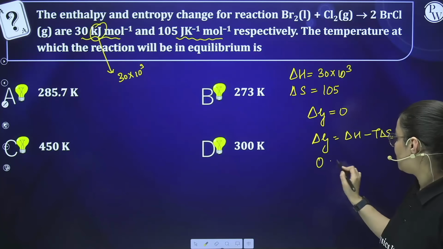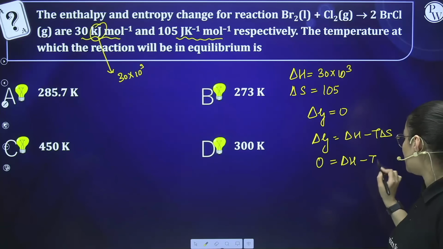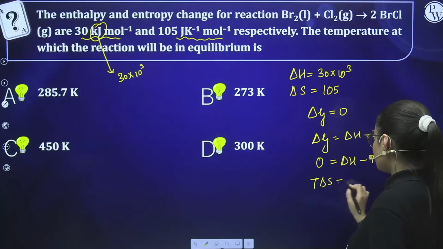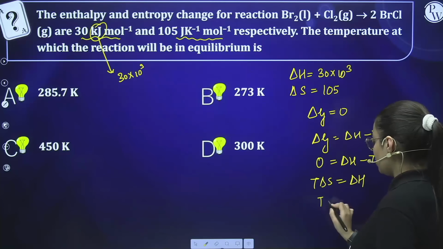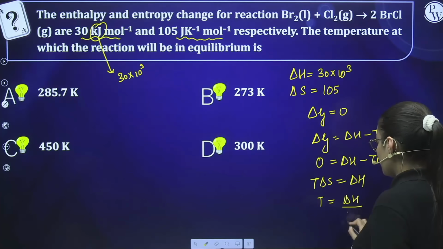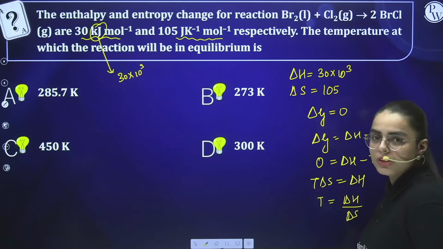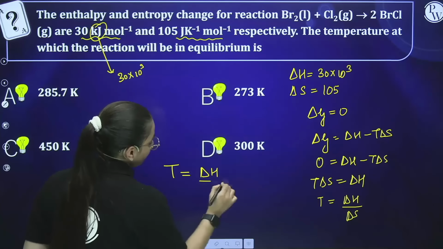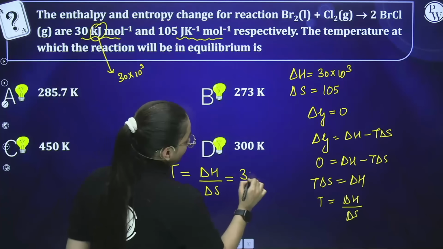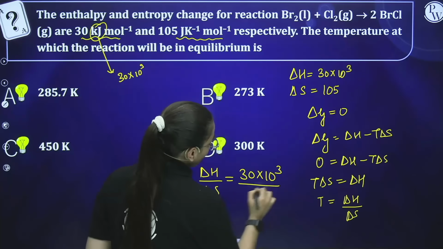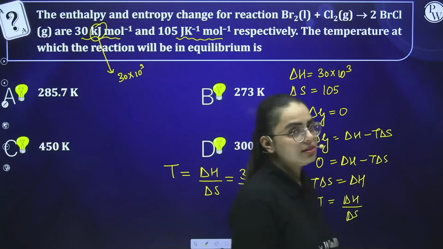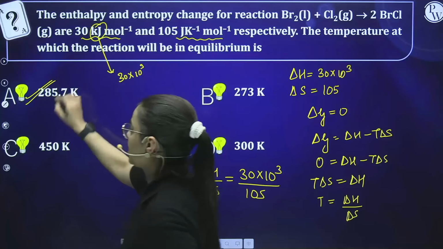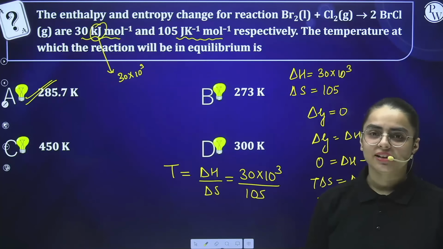When it is 0, then delta H minus T delta S, let us take this minus T delta S over here, which comes positive. T delta S is equal to delta H, temperature we need to find. So delta H divided by delta S will be the temperature at the equilibrium. Basically, T is equal to delta H upon delta S. Now what is delta H? It is 30 into 10 raised to the power 3, and what is delta S? It is 105. Is it clear to you? Now when we divide it, the answer comes out to be option number A, which is 285.7 Kelvin. Is it clear to you?